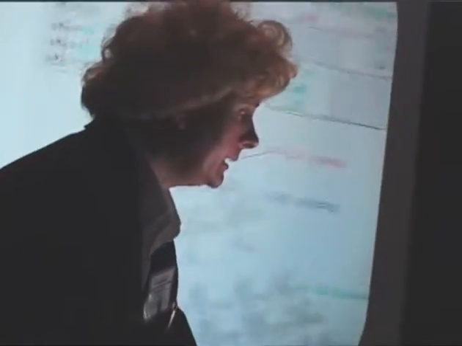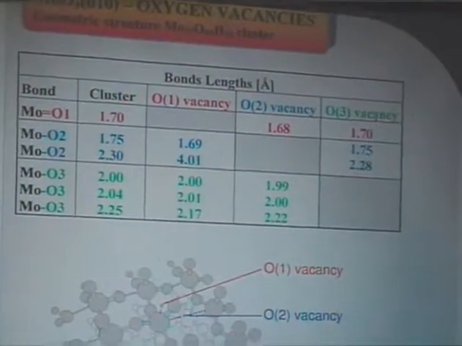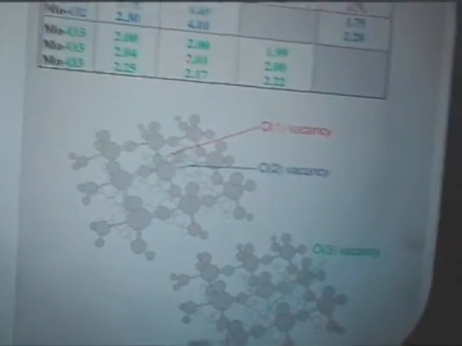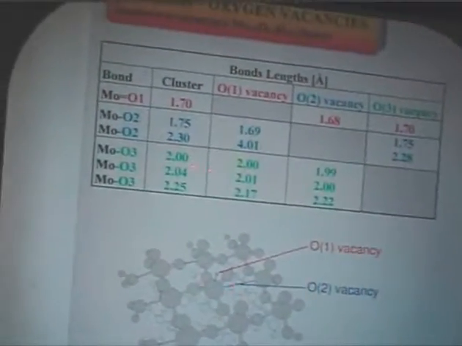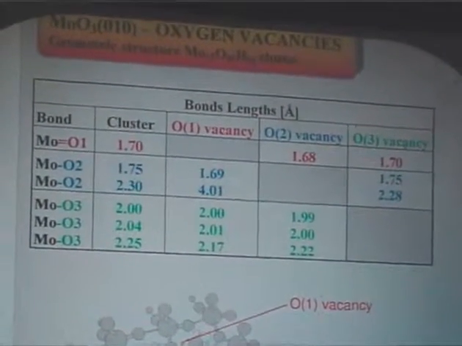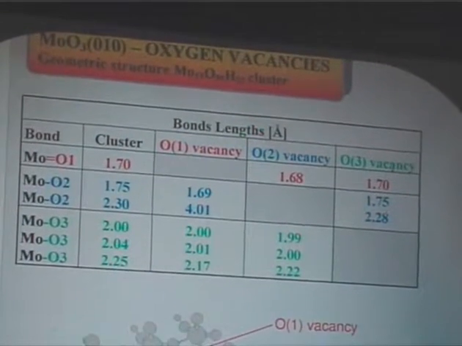And here are the results, the geometrical results of this calculation. Let's start with the easiest example, which is the formation of oxygen vacancy by taking off the oxygen which is triply coordinated. We see that the surface does not really feel the formation of this vacancy. The Mo-O distances are very similar to the distances which we have in the cluster without the vacancy.